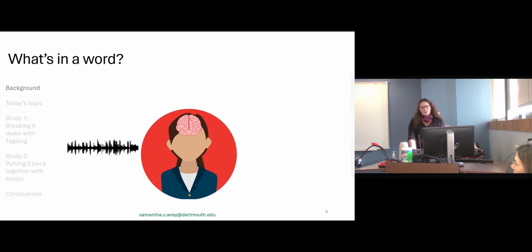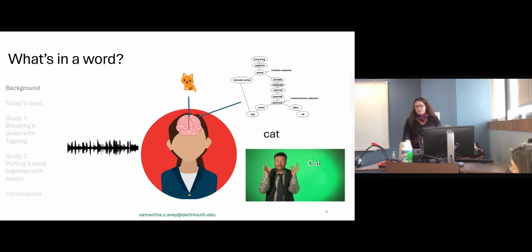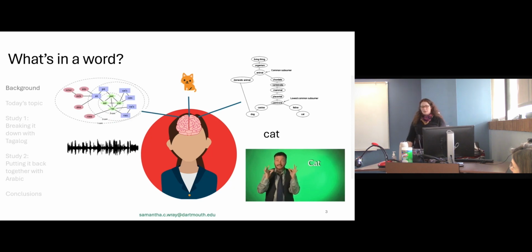Let's say you hear the word cat, or read the word cat, or see a sign for the word cat. Regardless of the modality, you're going to have to do some work here. So you'll have to activate the concept of cat, right? So your conceptual frameworks have to be activated. This is going to activate some related words, maybe dog or snake or other pets. And it's going to activate some phonology and phonologically related words, things that sound like cat, like mat or rat.